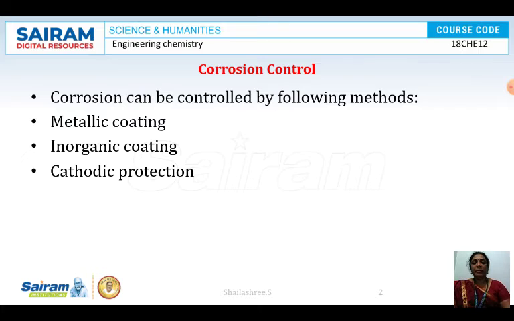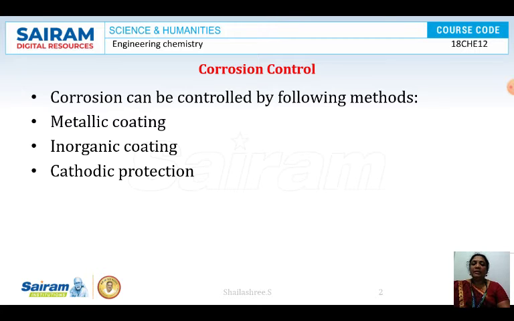Corrosion can be controlled by different methods. We have already discussed corrosion. It takes place when two different metals are in contact with each other, or when a metal is exposed to different air or oxygen concentrations, or when two dissimilar metals are in contact and their electrode potentials differ widely. So corrosion is caused in different ways.